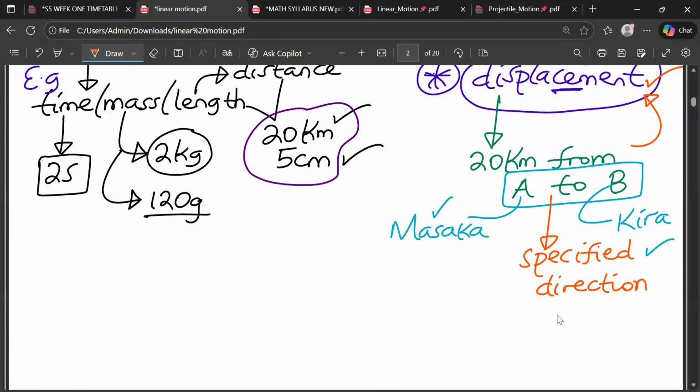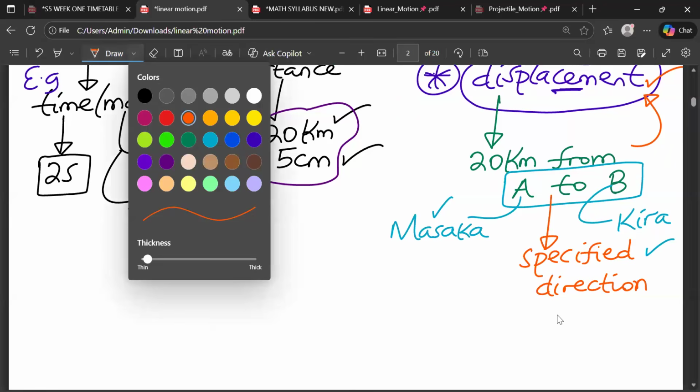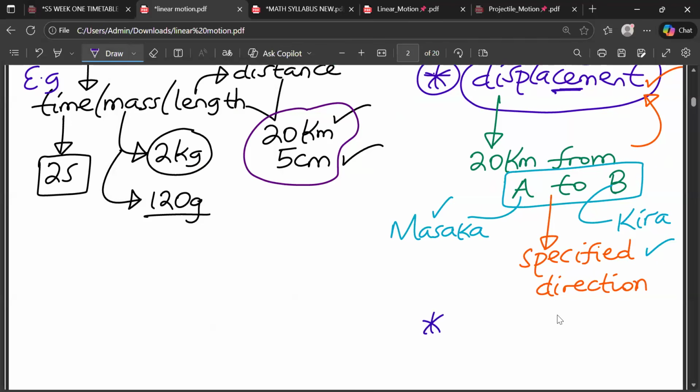They may not use those words of A and B and so on and so forth. They can just say, consider 5 centimeters to the left.